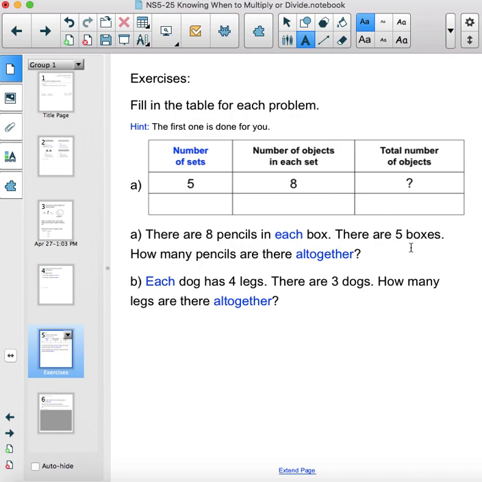So we know the sets are the boxes, right? If we were to draw that out as a picture, we would have the sets as the boxes. That's 5. And then there's 8 in each box, and we want to figure out how many pencils are there all together. So if I was to count that up, I'd be counting by 5s 8 times, which would be 5, 10, 15, 20, 25, 30, 35, 40. Or I could go ahead and say that 5 times 8 equals 40.